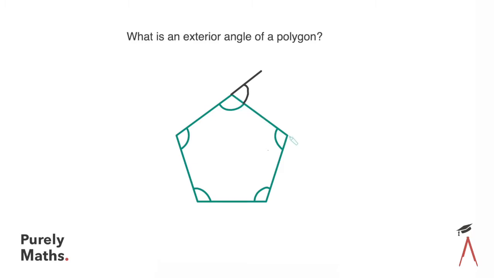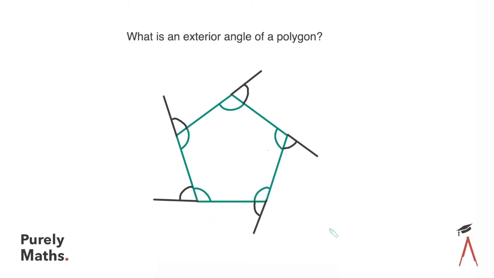Our second exterior angle is created by drawing this straight line here. This is our third one. This is our fourth exterior angle. And this is our fifth exterior angle.